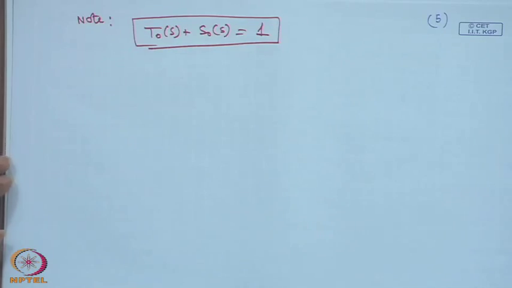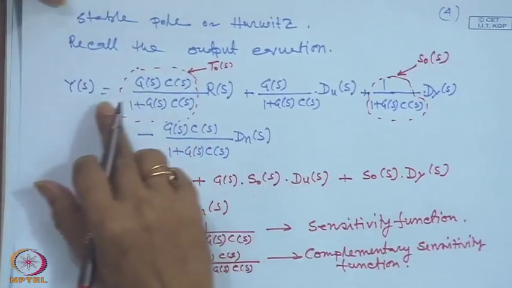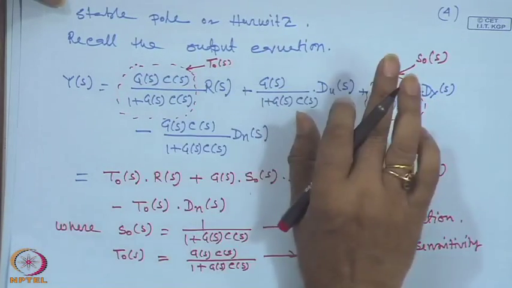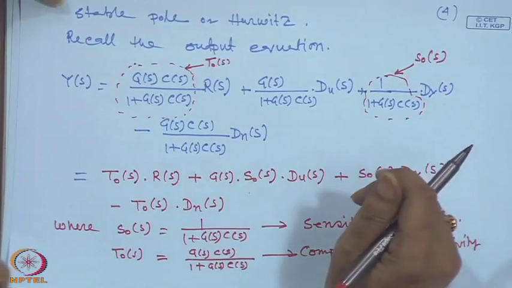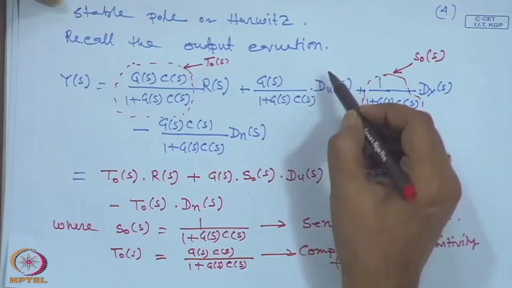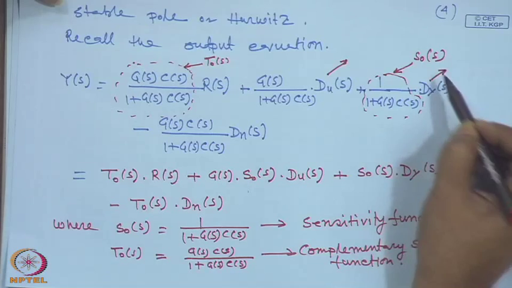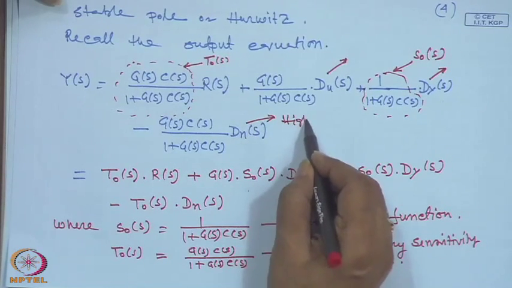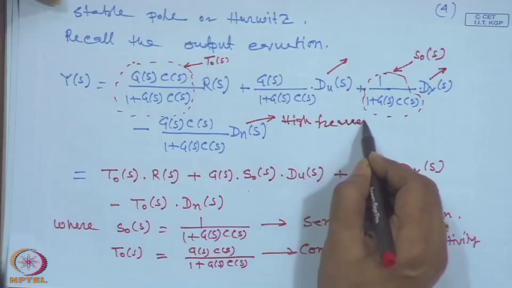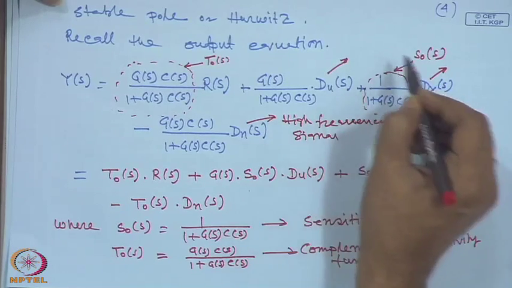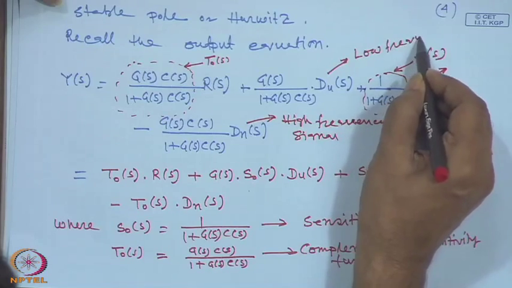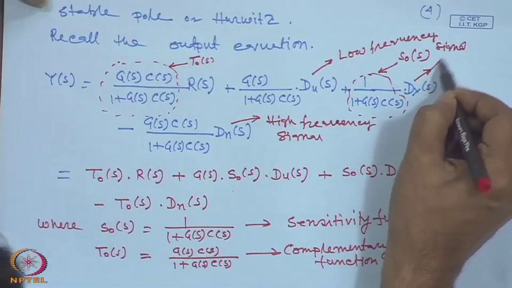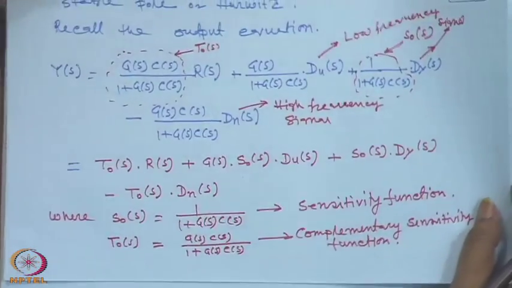So, now look at this expression. I want the effect of output disturbance at the output to be as small as possible. Then what can we do? As you can remember, I mentioned that input disturbance and output disturbance are low frequency signals, whereas measurement noise is a high frequency signal. Because disturbance is a low frequency signal.